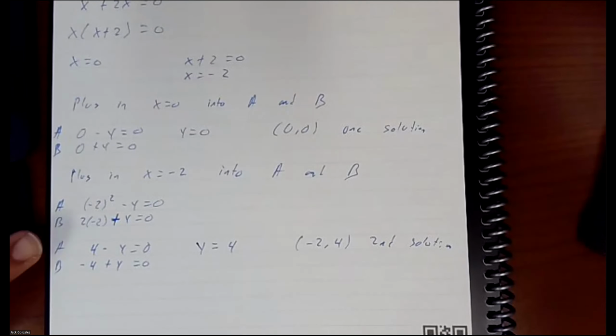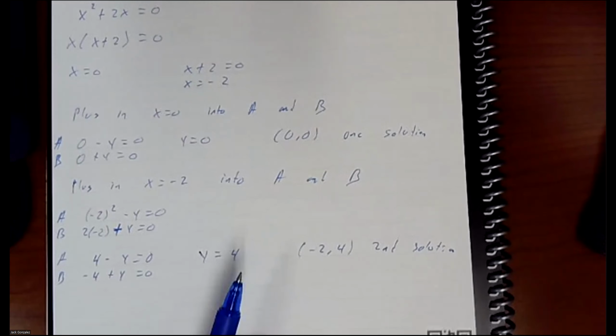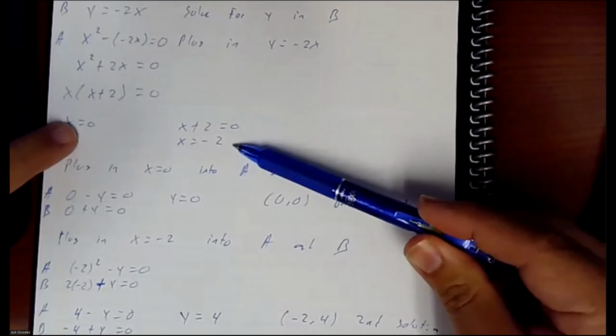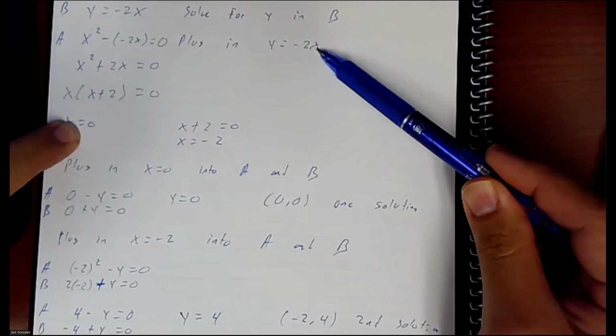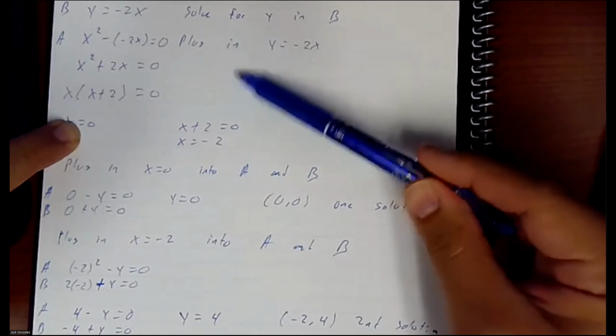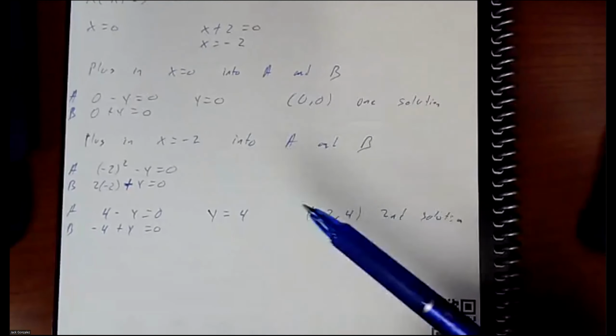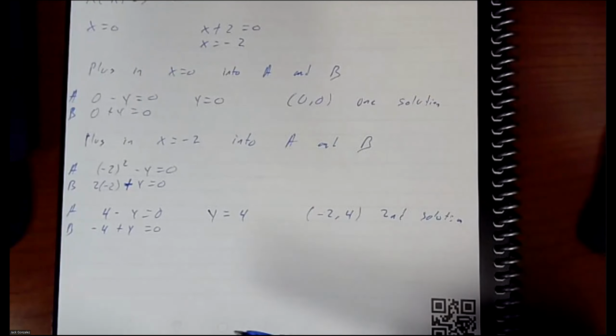But you don't have to plug it into both. I'm just being paranoid. You could have plugged both of these x's into here, and you would have got 0 and you would have got 4, right? Since I already solved the system, this is enough. I just wanted to see it because we had a quadratic and I'm being paranoid. You see what I'm saying?